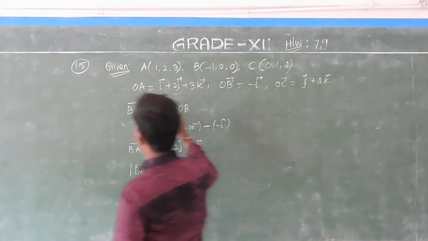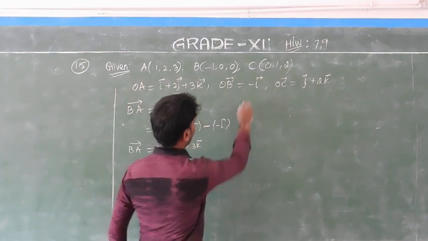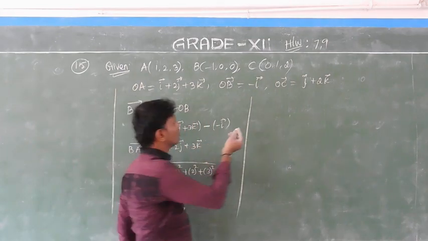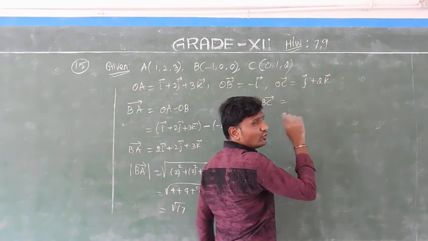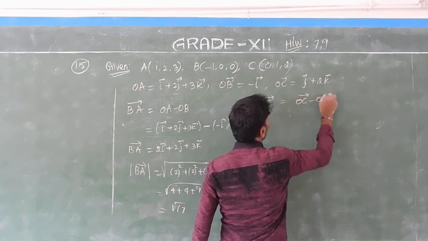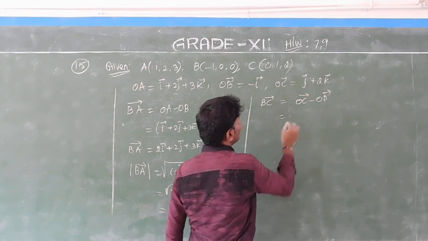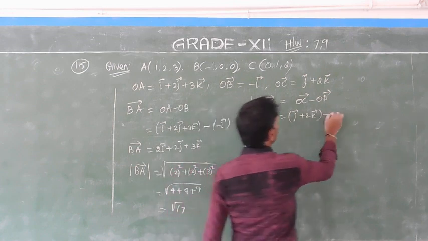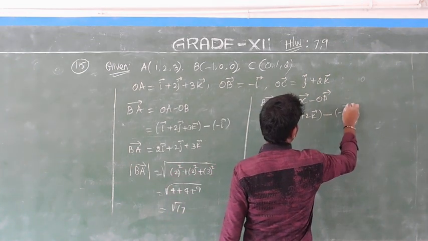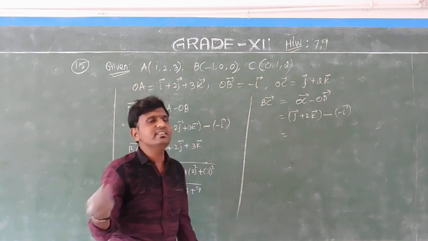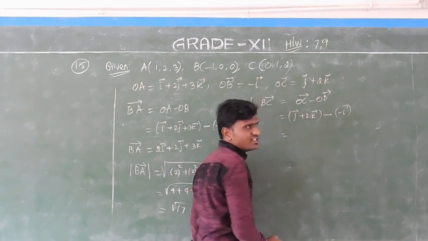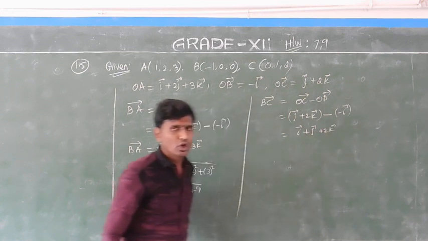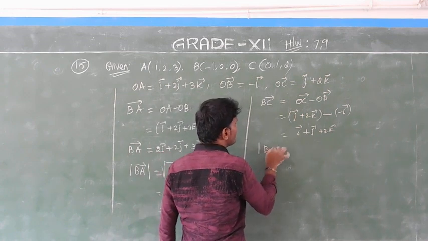And next I want to take BC. Already I told you, BA and BC you have to take. No problem. BC vector: how to find? Terminal OC minus OB. OC is given as j vector plus 2k vector, minus OB, which is very simple, minus i vector only. So you should find the answer easily. Minus into minus is plus, so i vector plus j vector plus 2k vector. Now I am going to find the magnitude of BC.